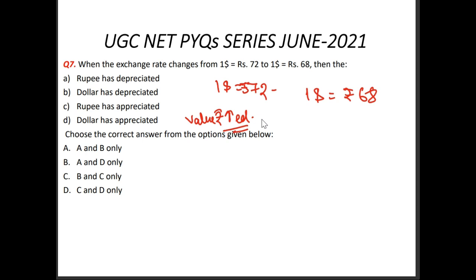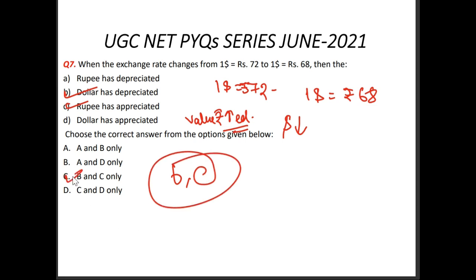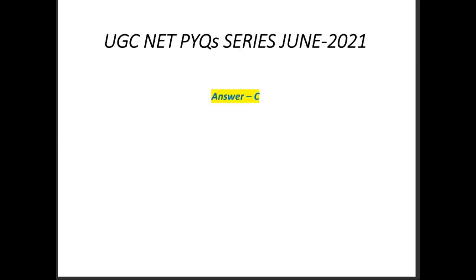क्यों? क्योंकि अब हम लोगों को कम रुपया में सेम डॉलर मिल रहा है इसीलिए रूपी का जो वैल्यू है वो इंक्रीज हुआ है लेकिन डॉलर वैल्यू हैज डिक्रीज्ड. So rupee has appreciated and dollar has depreciated. So B and C is the answer here. So option C. क्योंकि पहले 72 रुपीज पे $1 मिल रहा था अब 68 रुपीज पे $1 मिल रहा है. ठीक है. सो दिस इज द आंसर. नेक्स्ट क्वेश्चन.